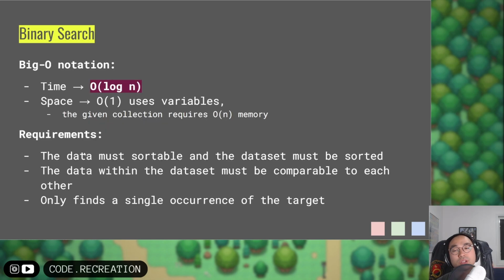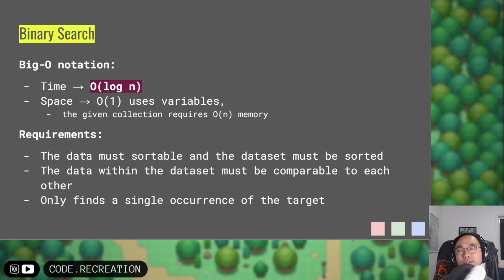So binary search, if we were to talk about the big O notation, the time complexity is O of log n, whereas the space complexity is O of 1, because it uses variables that don't take a lot of storage. But if we are given a collection and we are looking for a value within that collection, it would probably require O of n memory.